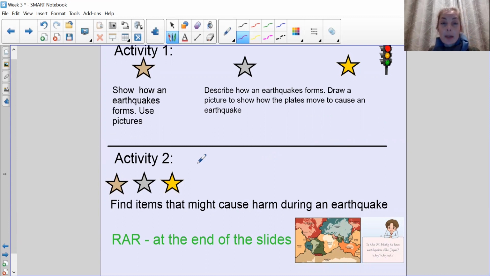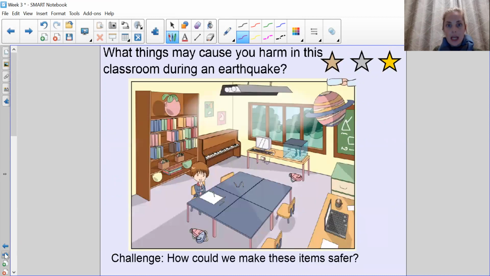Right, so hopefully you've all completed activity 1 and now you're going on to activity 2. All of you are going to be doing the same activity, all right? And then at the end, there is a craft for you to complete. So let's see what we're doing. Right, this is a typical classroom, okay? Now, in this classroom, there are lots of things that could harm you during an earthquake.